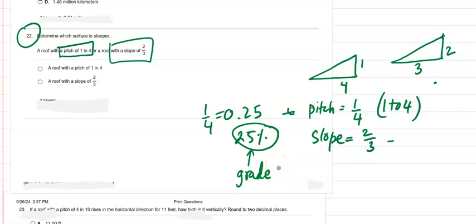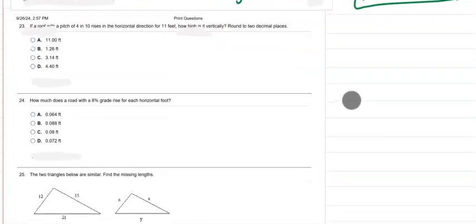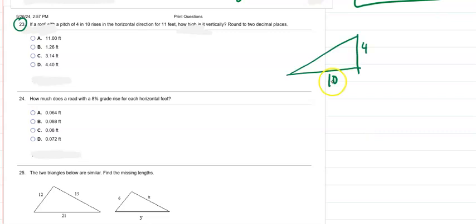Slope is 2/3. If you change it to a decimal, 2/3 is going to be 0.666 and so on. 66.6% is the grade. So you see the grade of one roof is 25%, and the grade of the other roof is 66.6%. So 2/3 has a higher grade, so this must be steeper. The answer is the roof with 2/3 is much steeper. Okay, that's the answer.